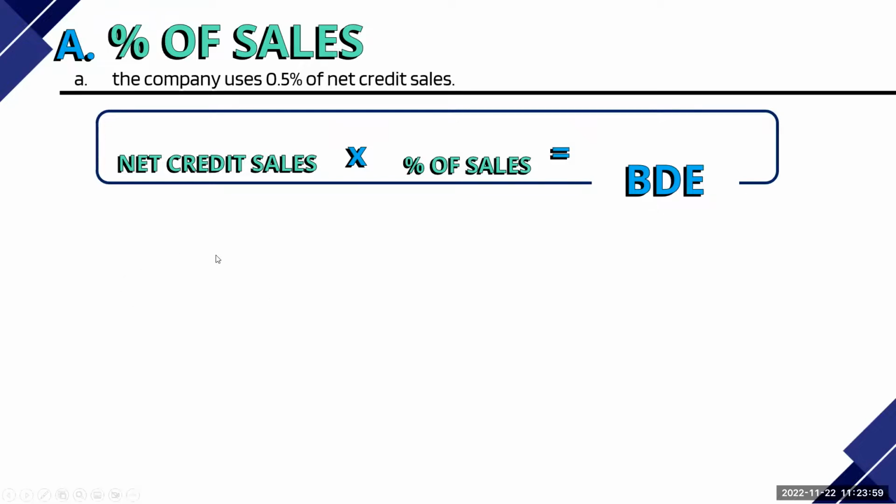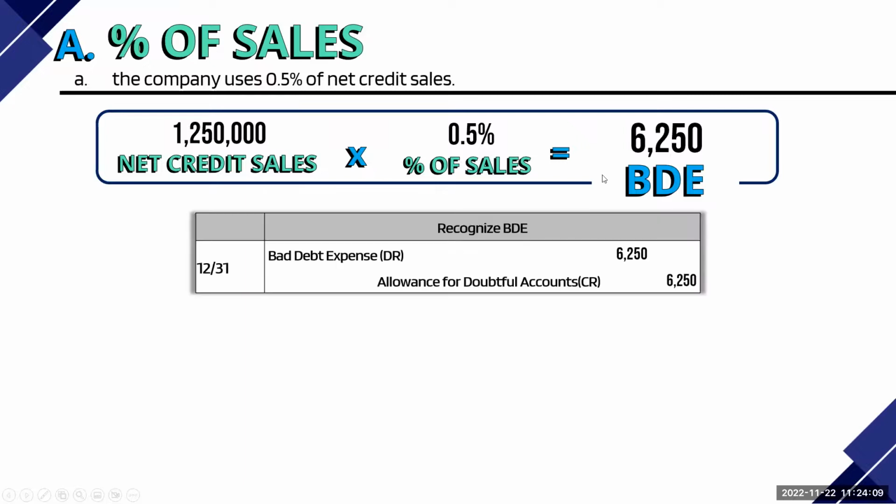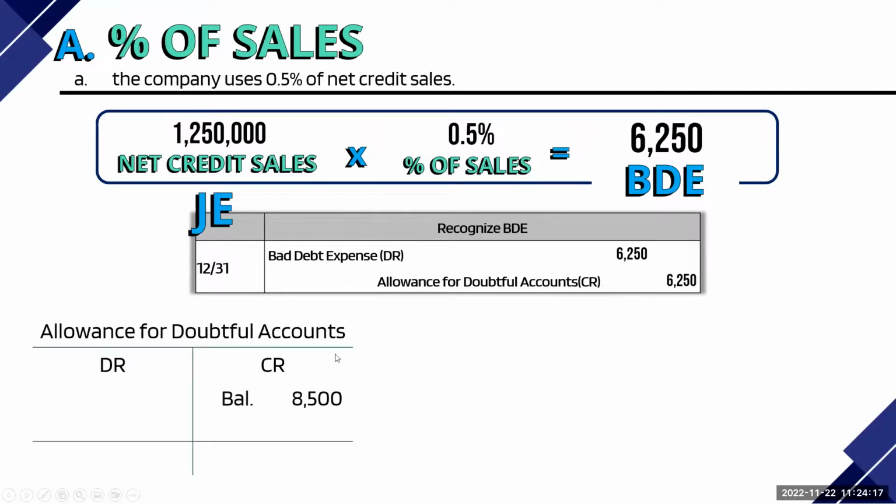So our net credit sales is 1.25 million times 0.5%. That will give us a BDE of 6,250. Now, this would be our adjusting entry, which is BDE, ADA, 6,250. When we do the T account, there's an 8,500 balance. Yung BDE, saan papasok? Inside or outside? Since it's a BDE, it will be inside. So 8,500 plus 6,250 will give us 14,750.